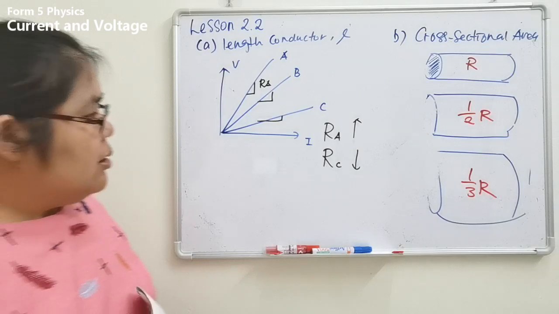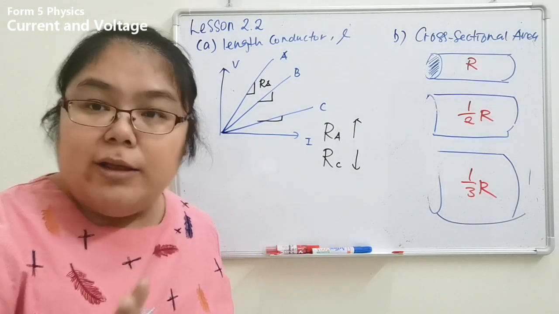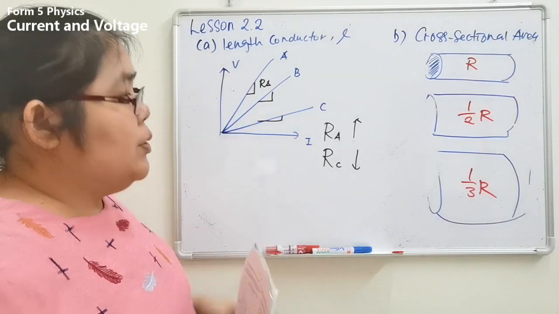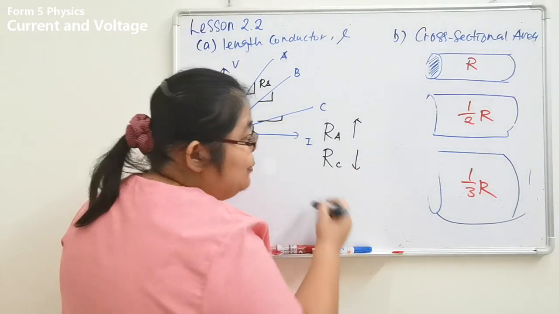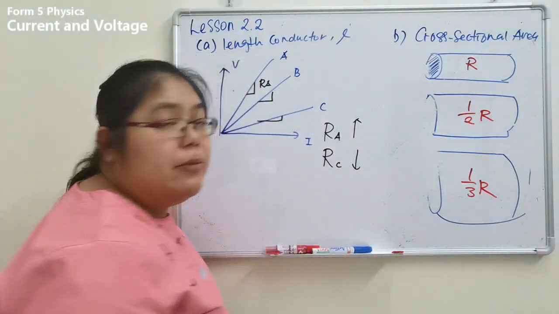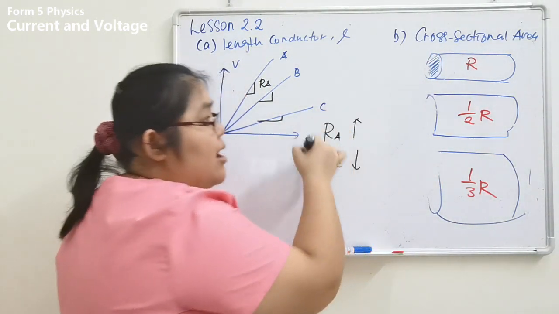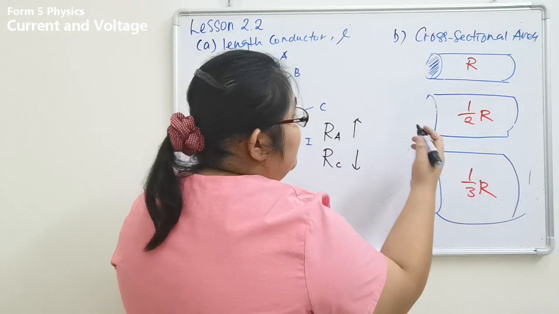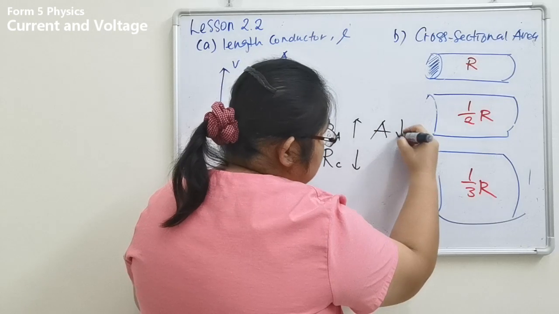Is it wrong? No, we don't care about that. We continue first. Resistance for A is the highest, and this one should be the lowest. Which one becomes thicker? We're going to see here. This one has the highest R, but the area should be the smallest. Resistance is higher, so this one is the thinner one. That means your area should be the lowest.